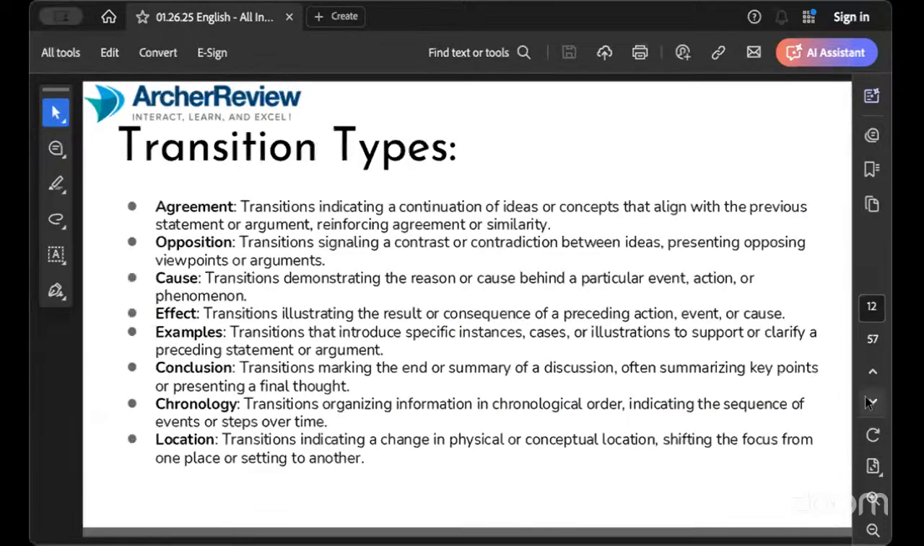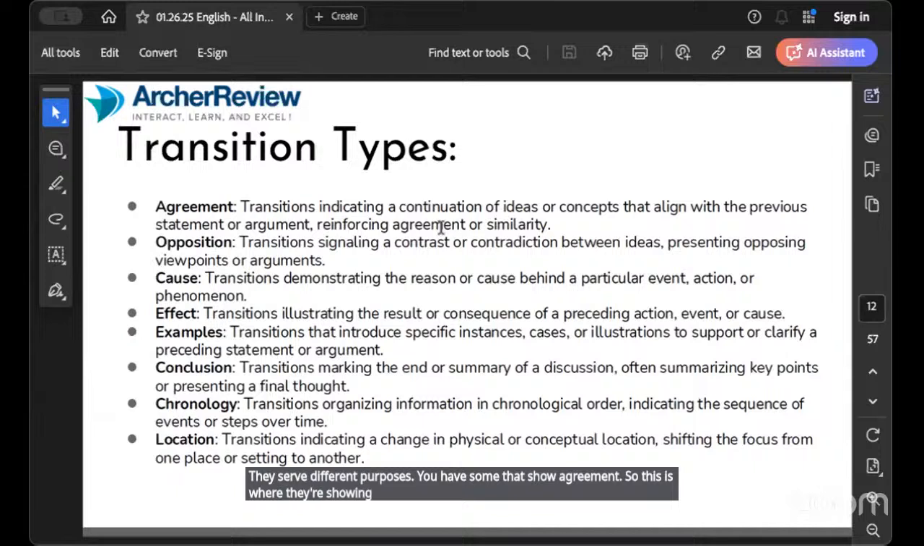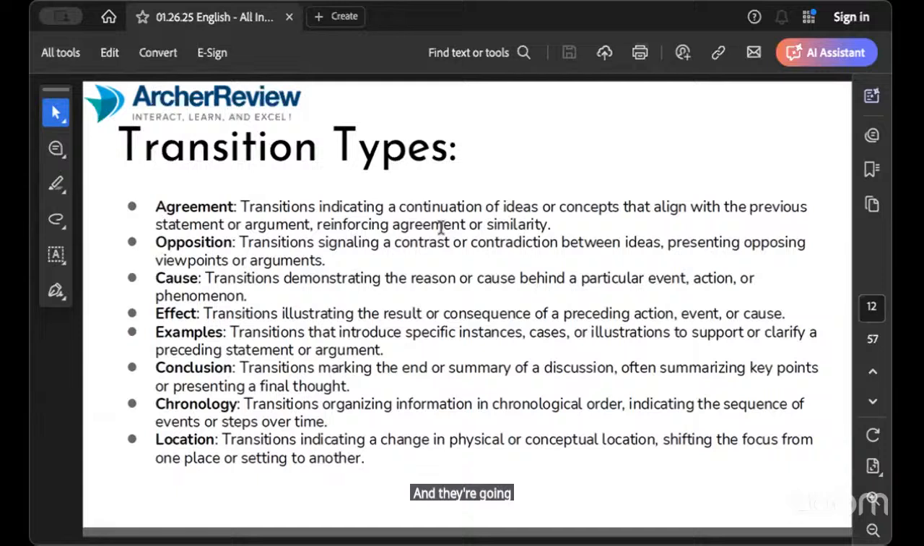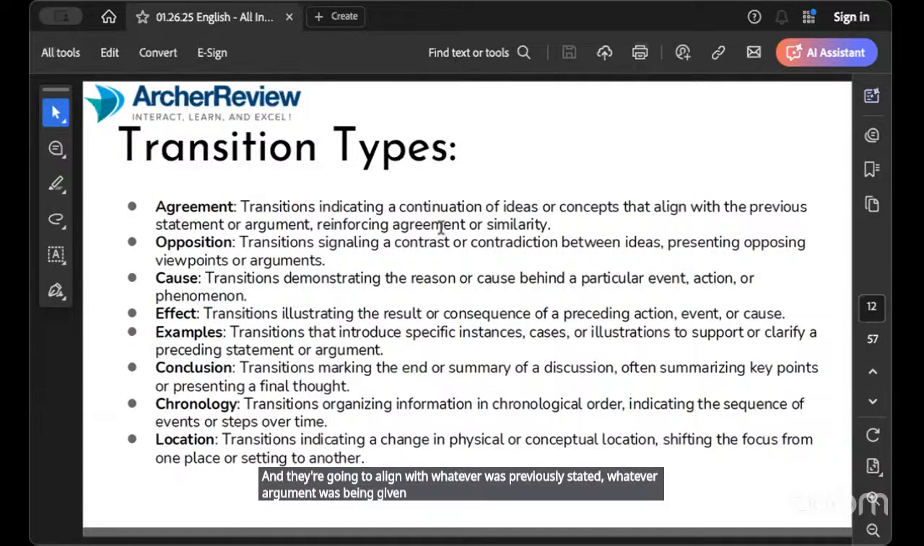Now going back to transitions, when you're looking at transitions, they serve different purposes. You have some that show agreement. So this is where they're showing a continuation of ideas. And they're going to align with whatever was previously stated, whatever argument was being given, and they're reinforcing with an agreement or showing similarity.